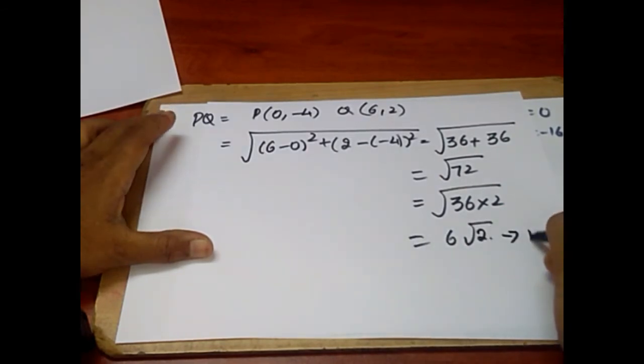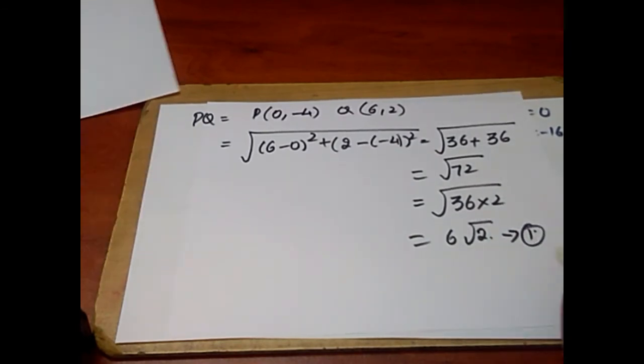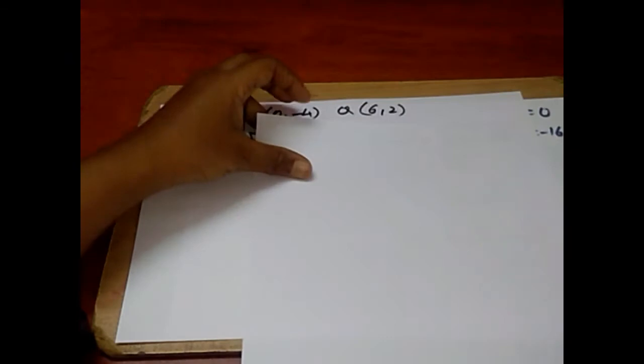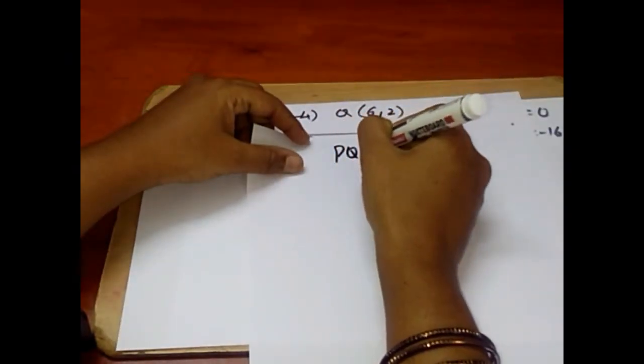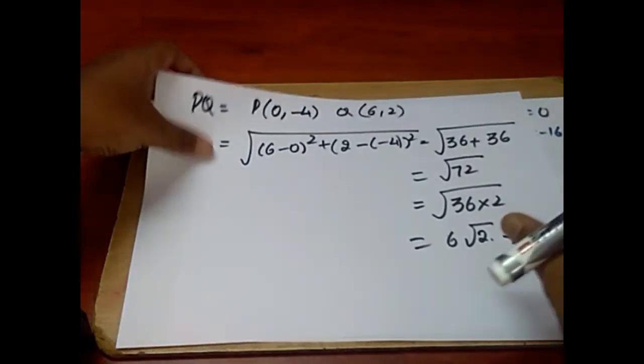So this is point number 1. Measure of PQ is equal to 6 root 2. Let us note down on paper, that is, first one PQ: 6 root 2. Next, point number 2, let us move on to QR.